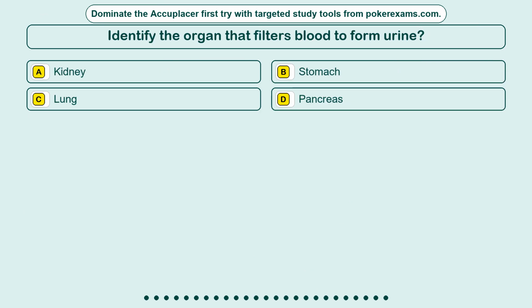Question 24. Identify the organ that filters blood to form urine. Option A, kidney. Option B, stomach. Option C, the lung. Option D, pancreas.